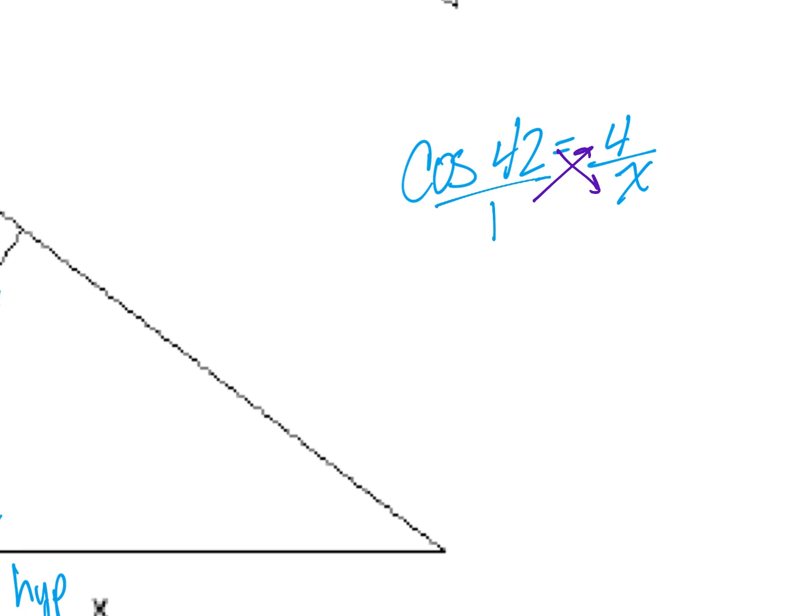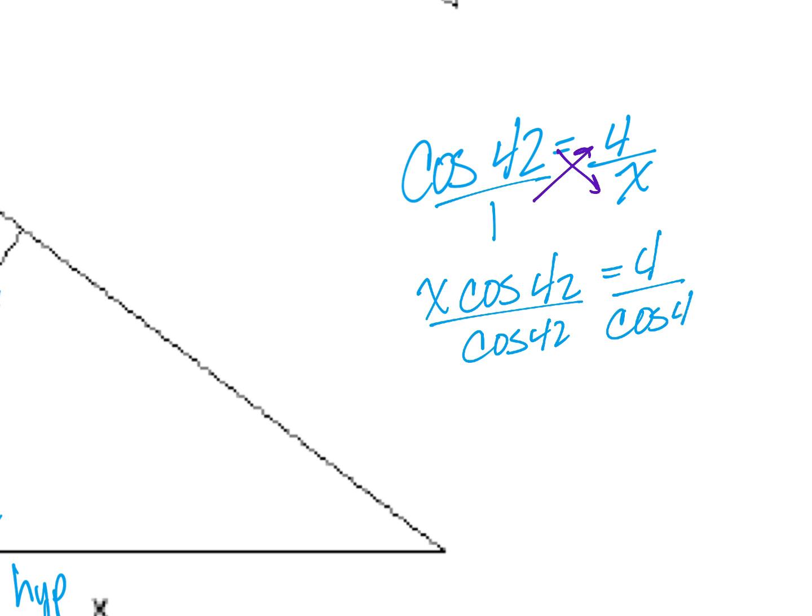Okay, so cross multiply. So x cosine of 42 equals 4. So I'm going to divide by the cosine of 42. So x is approximately going to be equal to, you guys already know how to do this by now, but I'm having a rough time today, obviously. 4 divided by cosine of 42, so it looks like we've got 5.4. Yes. Awesome.